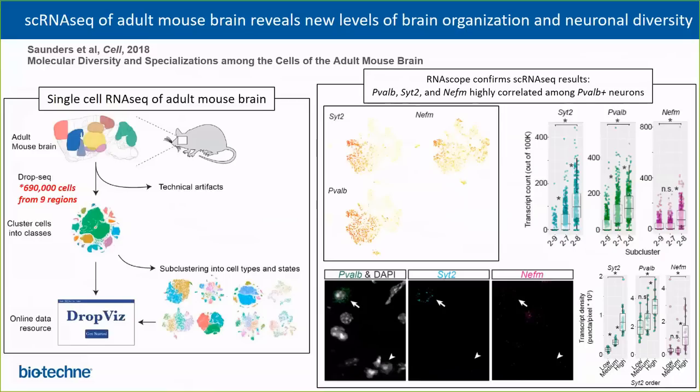In the same issue of Cell, researchers from Steven McCarroll's lab at Harvard sequenced almost 700,000 cells from the adult mouse brain to identify 565 transcriptionally distinct groups of cells and create an adult mouse brain cell atlas, which can serve as a reference for development, disease, and evolution. RNAscope was used to confirm several of these results, including the correlation of parvalbumin, SYT2, and NEFM among parvalbumin-positive neurons.